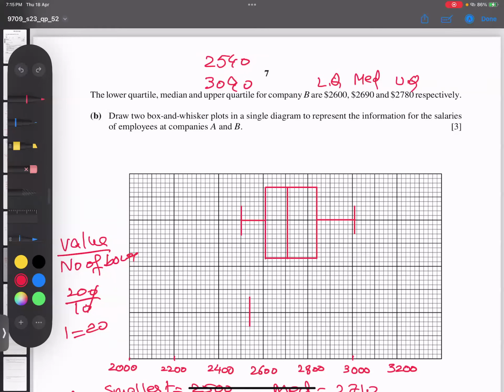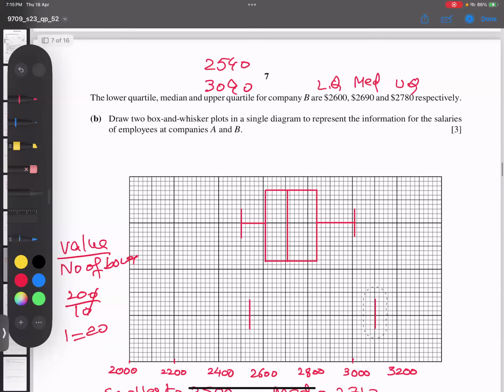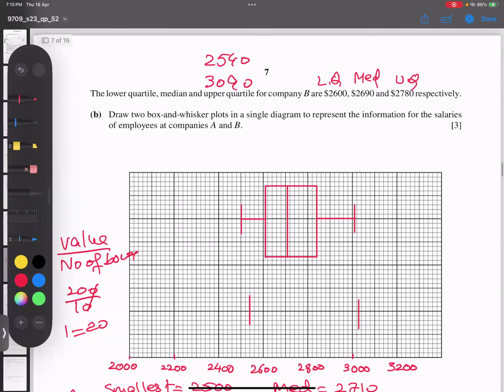Now 3090. Where is 3090, students? I copy and paste. 3090. Where's 30? 3000 is here. Okay, 20, 40, 60, 80, and 90. So half box. Okay, clear. Now I'll take the big value, the big line.